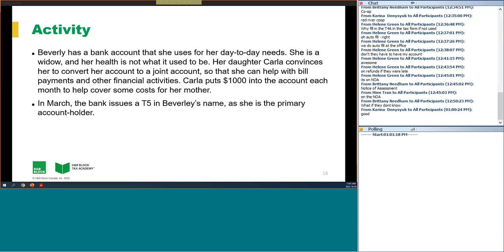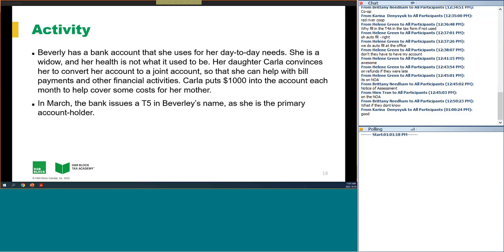Statement 1, on Beverly's return because the T5 is in her name. Statement 2, on Beverly's return because most of the money in the account is hers. Statement 3, on Carla's return because the recent contributions to the account were hers. Or D, on both returns in proportion depending on the original amount in the account and the amount of Carla's contributions. So what do you think is the correct answer for this case?